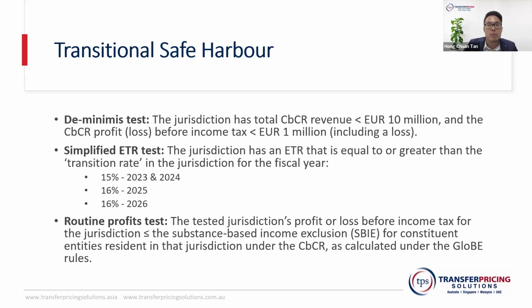So I think the first thing we need to bear in mind when we look at safe harbor is that it doesn't apply automatically, right? We have a GLOBE information return in place that taxpayers in scope group will need to prepare and actually declare which safe harbor you have applied, right? So it's not just, oh, it's done automatically. You actually have to inform in the tax return, the GIR, to make sure that you have applied any of these three tests. All right, so that's the transitional safe harbor.